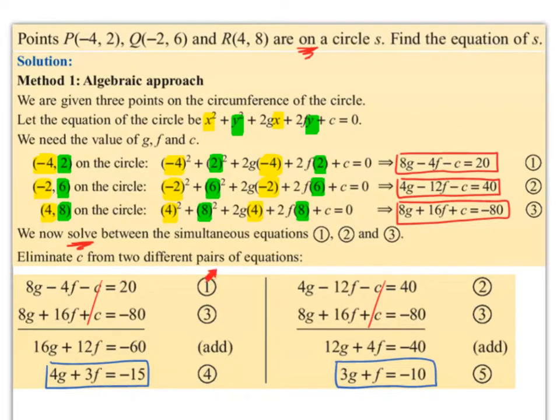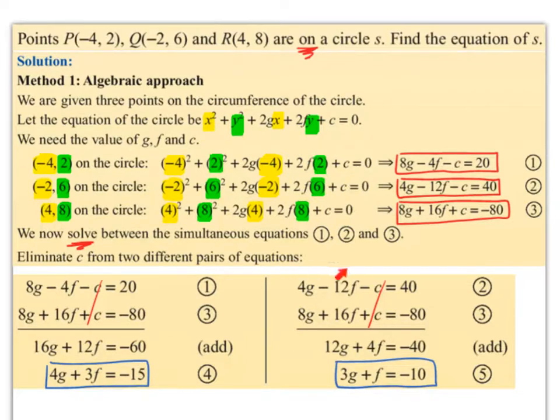So taking equation 1 and equation 3, we can straight away cancel out the c's because we're going to eliminate c from two different parts of the equations. So we're left with 16g plus 12f is equal to minus 60. And we can simplify to get 4g plus 3f equals minus 15. So now we have equation 4.